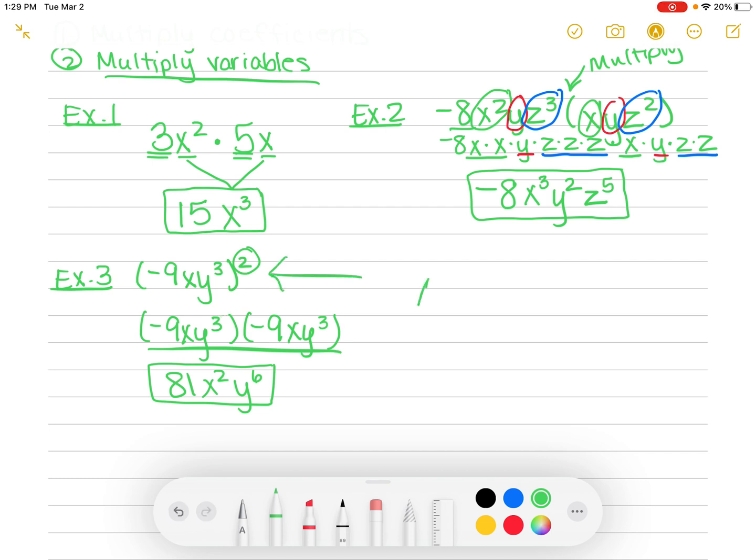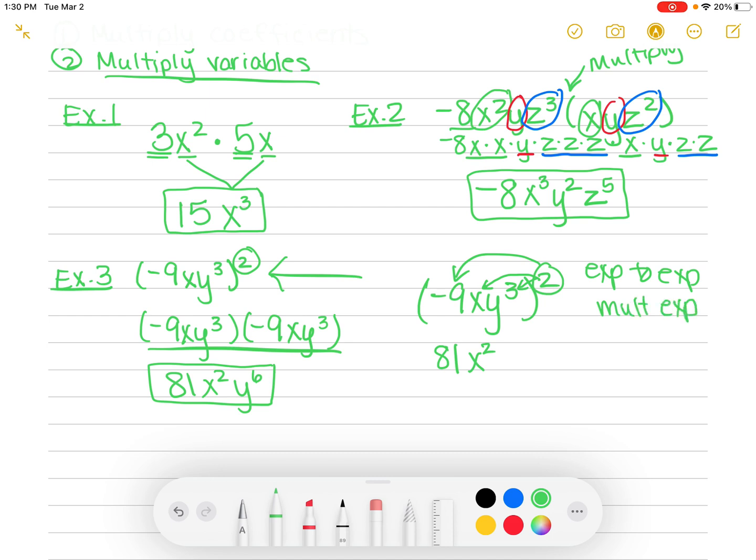So let me rewrite this. And let's figure it out with just the exponent. So this exponent tells me that I'm going to do -9 times -9, not -9 times 2. So -9 times -9 is 81. And then I'm going to transfer this 2 over to here. So that's going to be x squared. And when you have an exponent to an exponent, then that means that you multiply the exponents. So that means I'm going to do 3 times 2 for the y, which is 6.